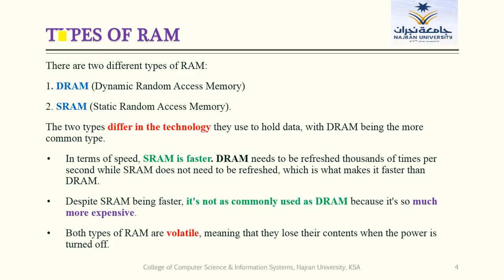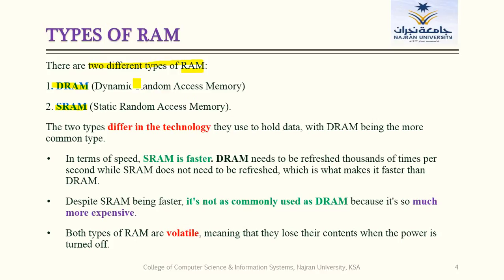Okay, so types of RAM. How many types of RAM exist nowadays? There are two different types of RAM available in the market. The first one is DRAM and the second one is SRAM. DRAM is the abbreviation of dynamic random access memory, and SRAM is static random access memory.